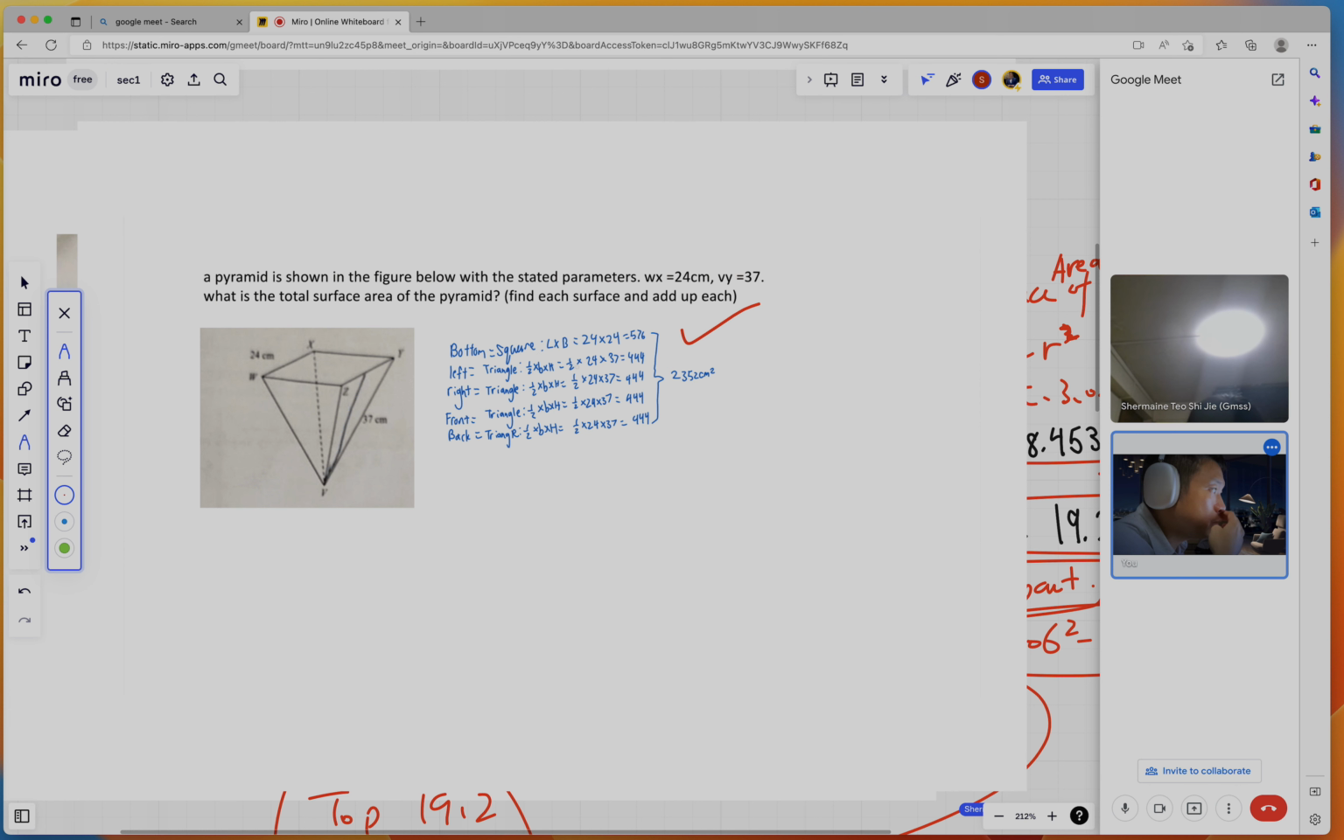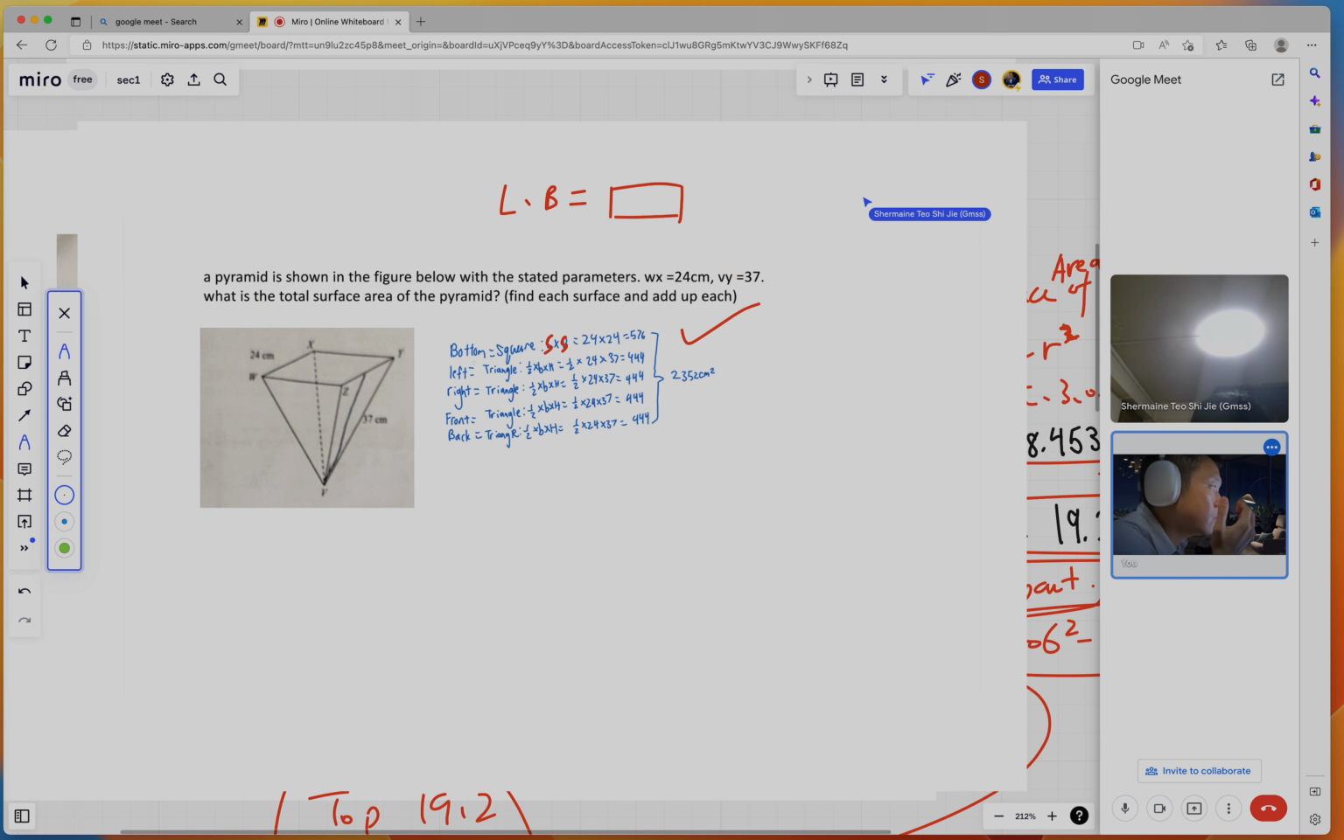Square is L times B? Square is side times side, right? L times B is for what? Oh yes, rectangle. You see, even though your answer is correct, your formula is wrong, so you will be penalized. Then the left one is a triangle.